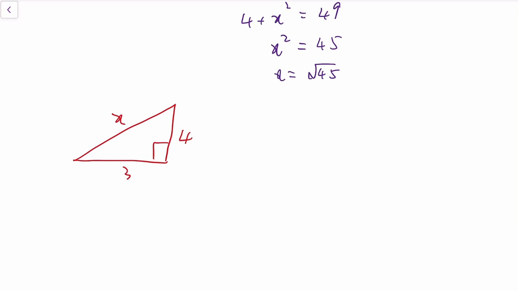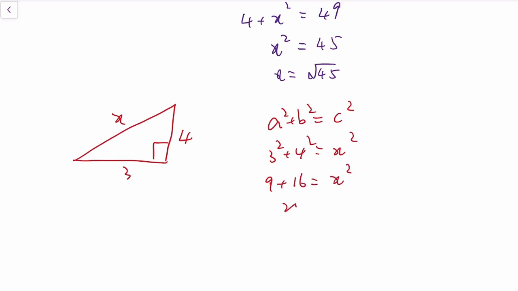So we have a squared plus b squared equals c squared. So 3 squared plus 4 squared is supposed to be x squared. 3 squared is 9. 4 squared is 16. 9 plus 16 is 25. So if x squared is 25, x is 5. So it turns out 3, 4, 5 is a Pythagorean triple.